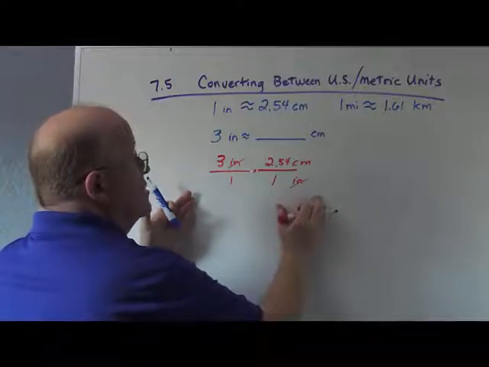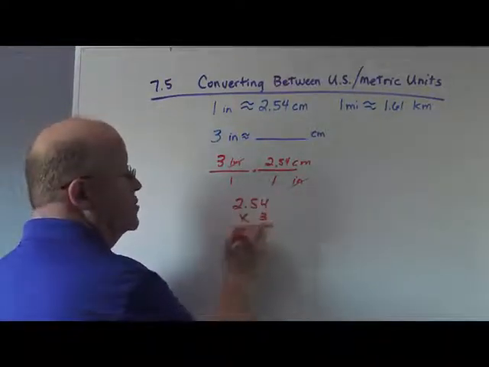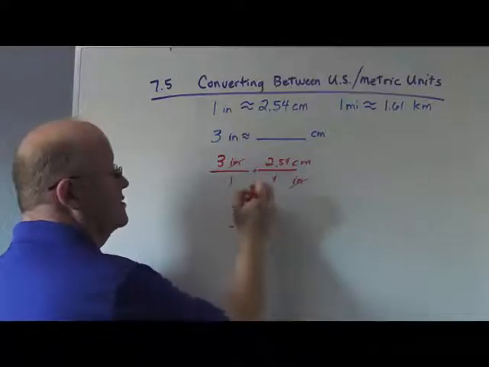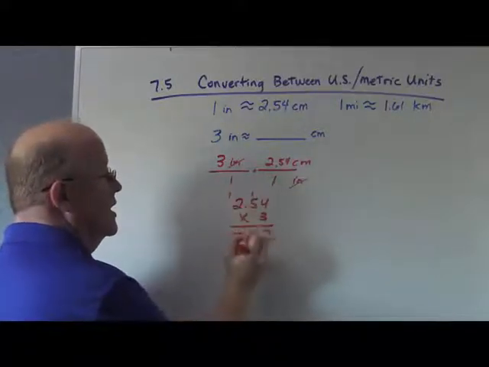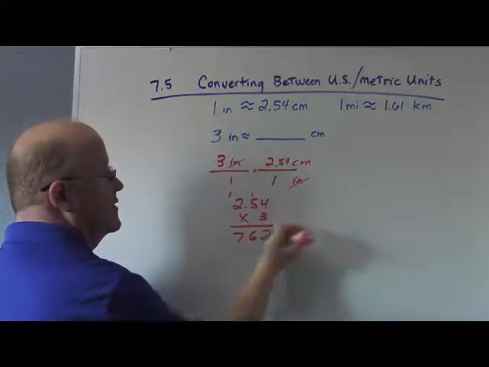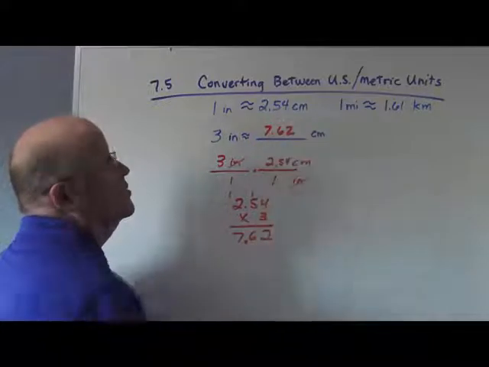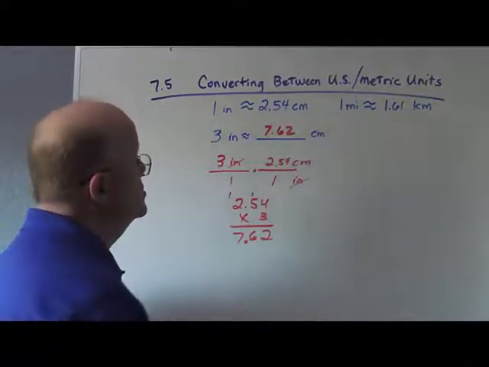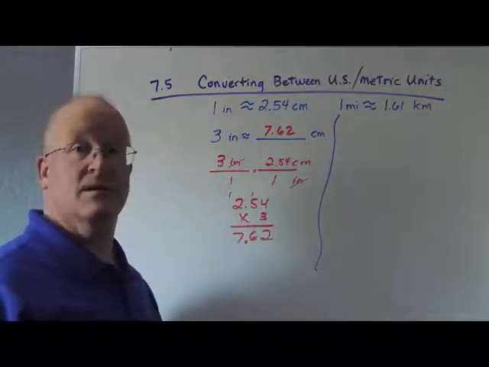Now all I need to do is multiply 2.54 times 3. This will give us 3 times 4 is 12, carry the 1. 15 plus 1 is 16, carry the 1. Since there's 2 digits to the right of the decimal, we will have 7.62 centimeters.